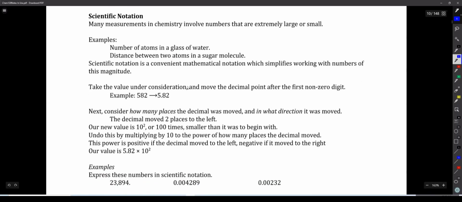All right, so how do we do this? The way we do this is scientific notation. In proper scientific notation, we always take the decimal and move it so that it's after the first non-zero digit.